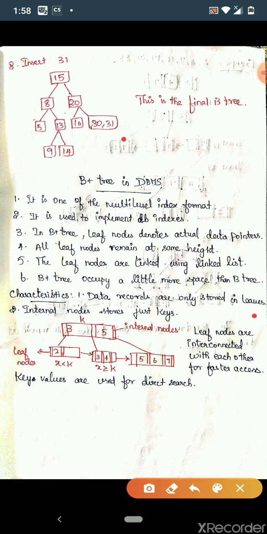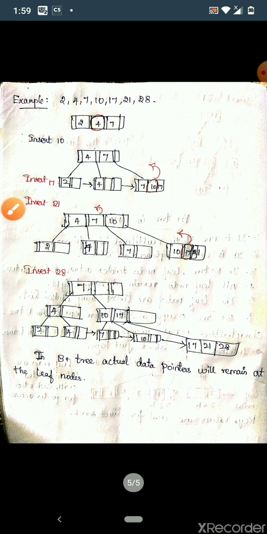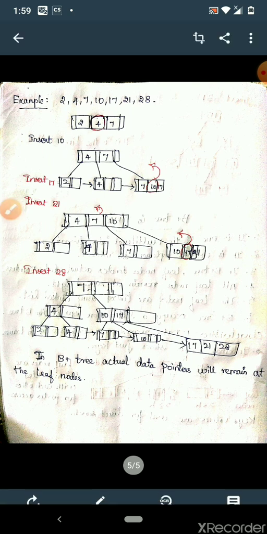So next we'll see the characteristics of B plus tree. Data records are only stored in leaves. Internal nodes store just keys. So here is the example. Internal nodes have the keys, and this is the leaf nodes. Leaf nodes are interconnected using the linked list for faster access. The key values are used for direct search so that you can retrieve the value easily. This is the example for B plus tree.